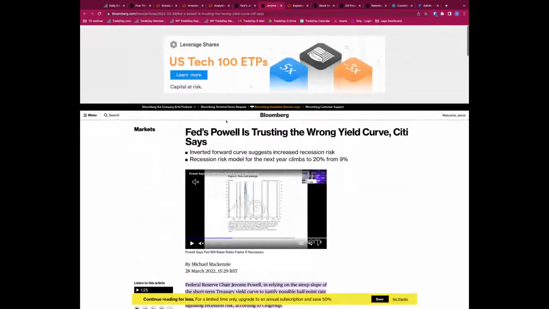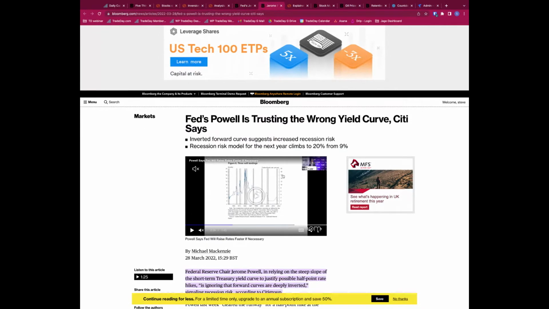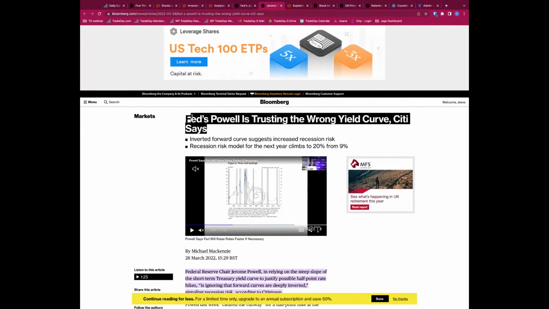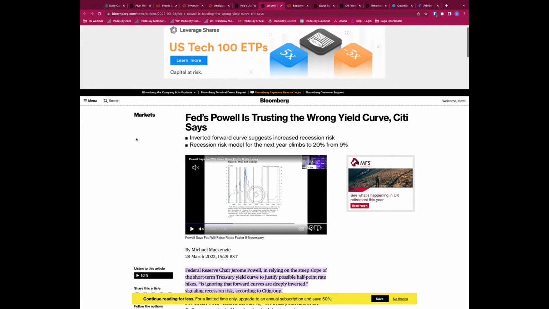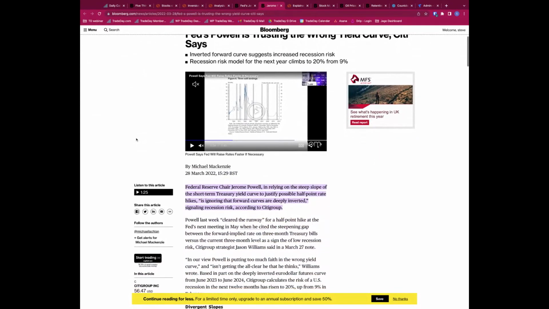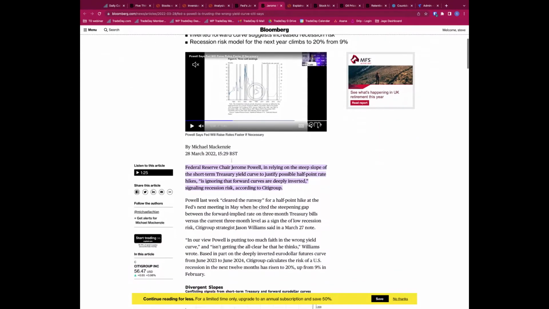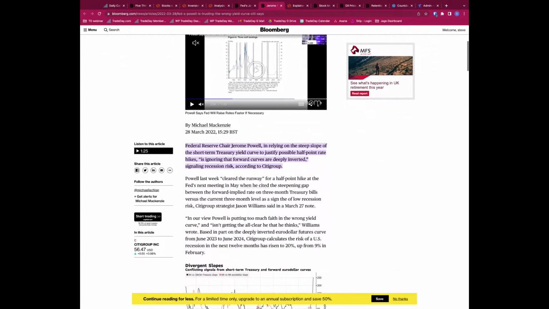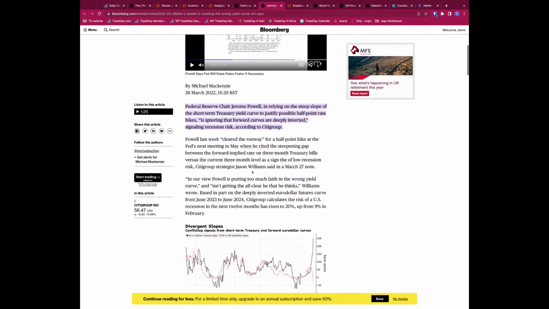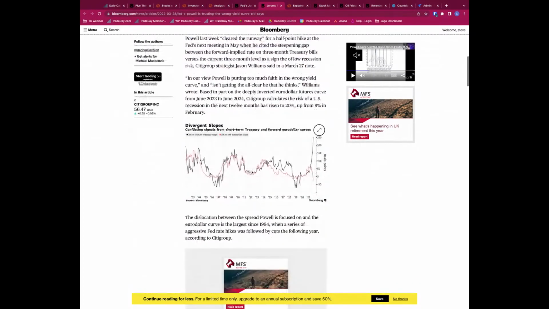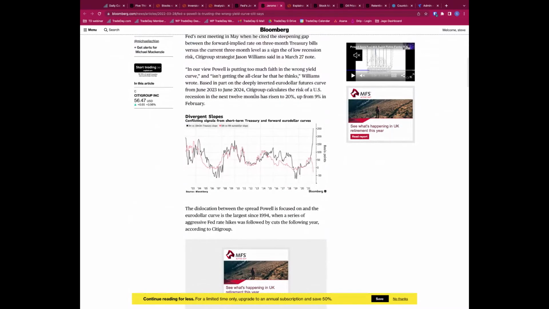However, this article came out a little while after that, actually in the last couple of days. "Fed's Powell is trusting the wrong yield curve, Citi says." So Citigroup published this article, talking about the fact that he's looking at the wrong part of the yield curve. Their analysis basically says that, but it's not exactly doomsday in here.